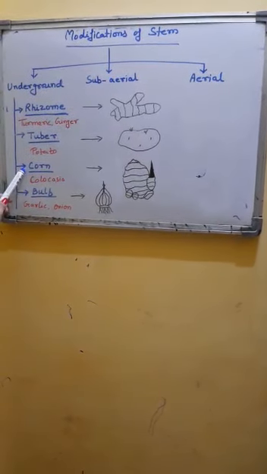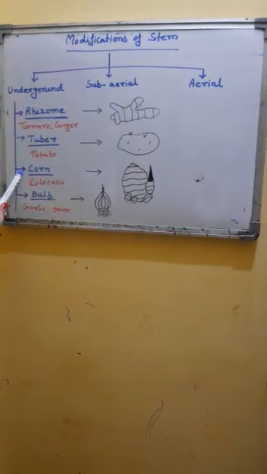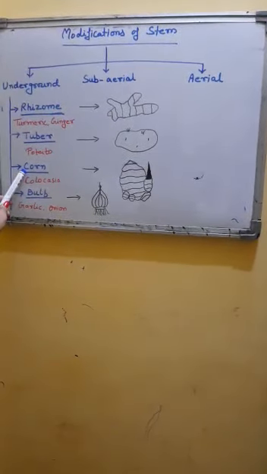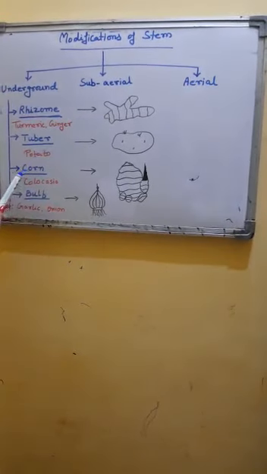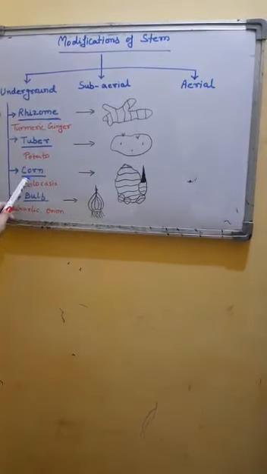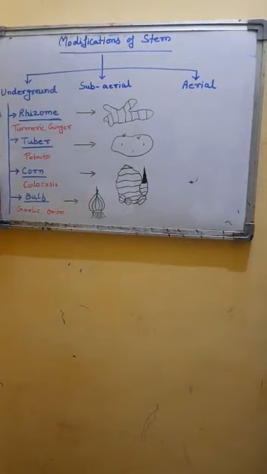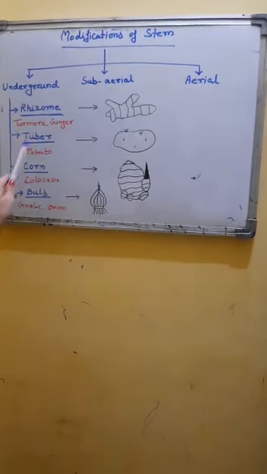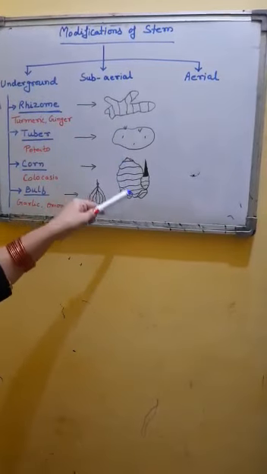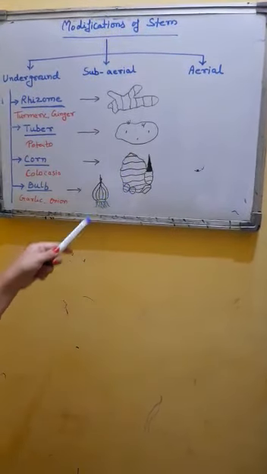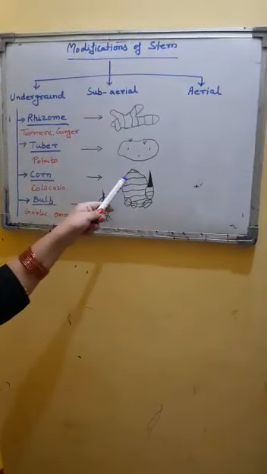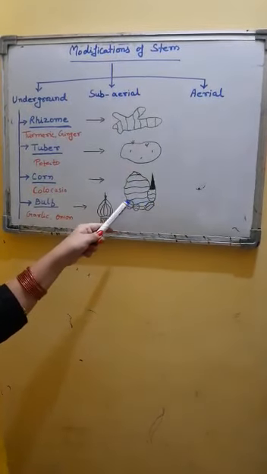The third example of underground stem is corm. It is big as compared to rhizome and it is vertical. This is the basic difference between rhizome and corm. Rhizome is horizontal whereas corm is vertical in shape and it is bigger than rhizome. Circular lines with scales are present.